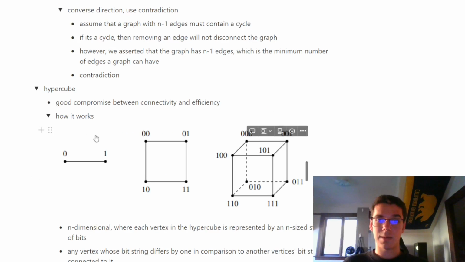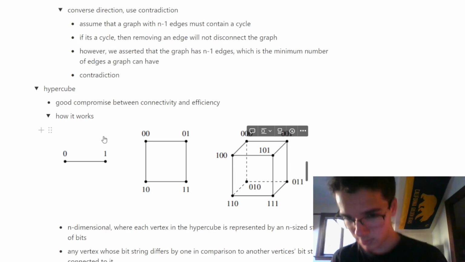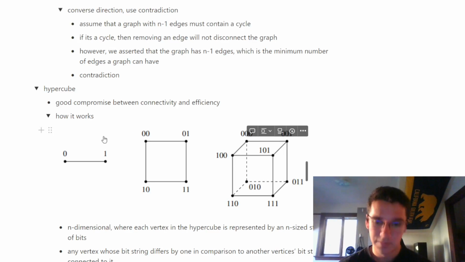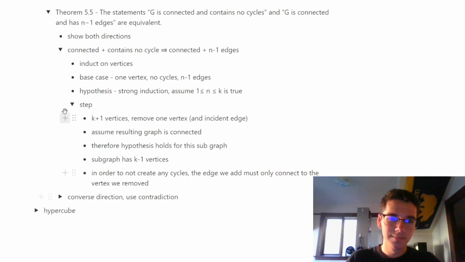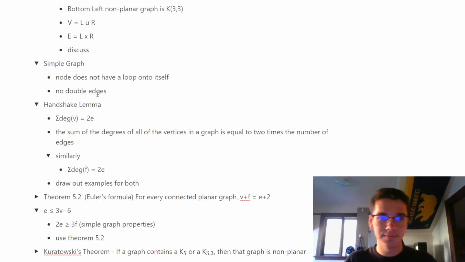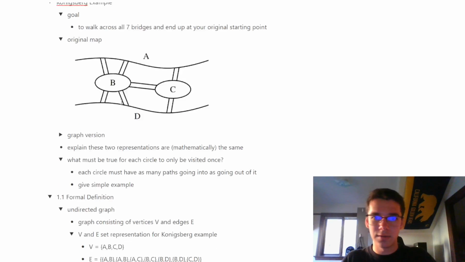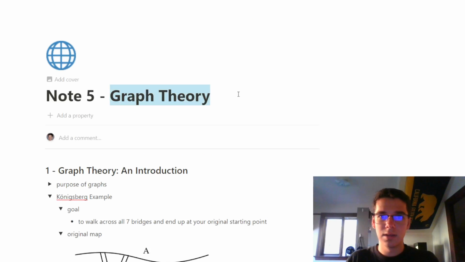And with that, I'm not going to go over that last theorem. I'm going to leave it for the professors to do that. And that about wraps up Note 5 of CS70. This has been an intro, but a pretty thorough intro to graph theory.